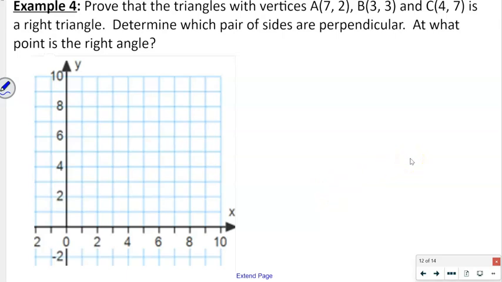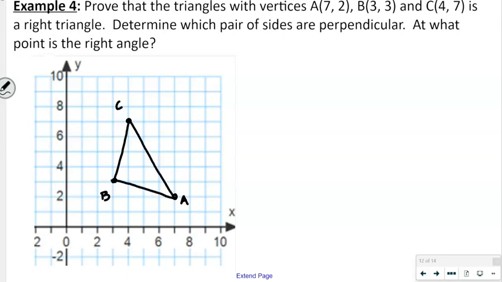All right, so this next one says, prove that the triangle with the vertices A, B, and C is a right triangle. Determine which pair of sides are perpendicular. At what point is the right angle? So we're going to then plot these points again. 7, 2, right there. There's my A. My B is at 3, 3, right there. And my C is at 4, 7, up there. Okay, so we're going to go ahead and draw these lines.